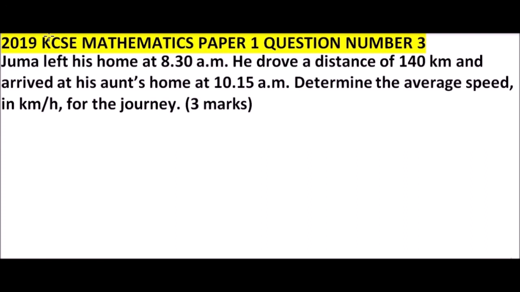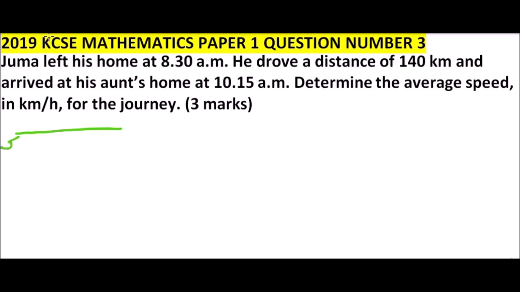So question number 3, 2019 paper 1. We are told Juma left his home at 8:30 a.m. He drove a distance of 140 kilometers and arrived at his aunt's home at 10:15 a.m. Determine the average speed in kilometers per hour for the journey. 3 marks.